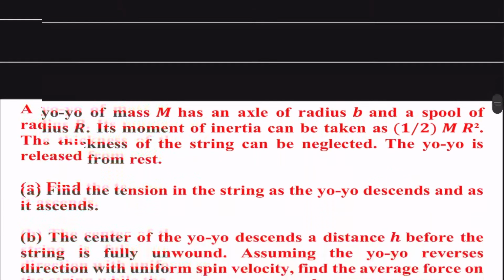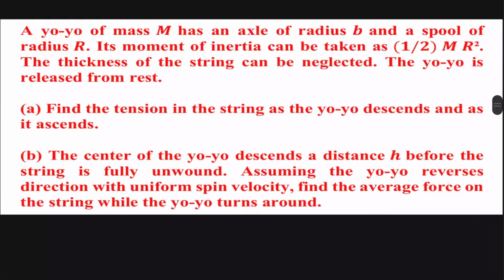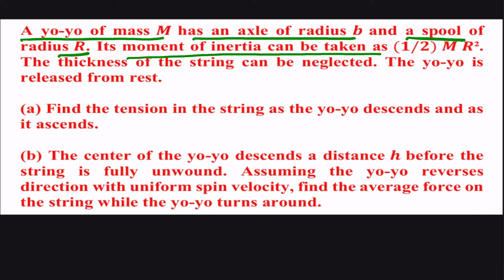Next question. It states that a yo-yo of mass m has an axial radius of b and a spool radius of r. Its moment of inertia can be taken as, one second, okay, I forgot, there is another part to it.